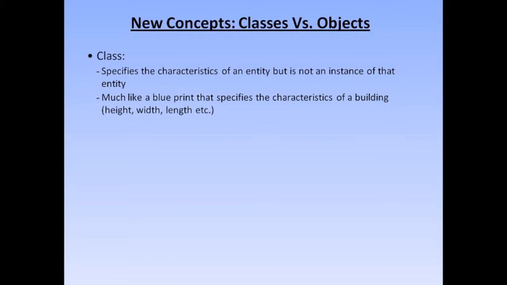Much like a blueprint that specifies the characteristics of a building, that is its height, its width and length, etc., so does the class hold the characteristics of an entity. The blueprint in itself is not the building, but when it is concretized, then it becomes a building. In the same fashion, the class also contains the characteristics. It specifies what characteristics its object will have, but it's not itself an object or an instantiation.